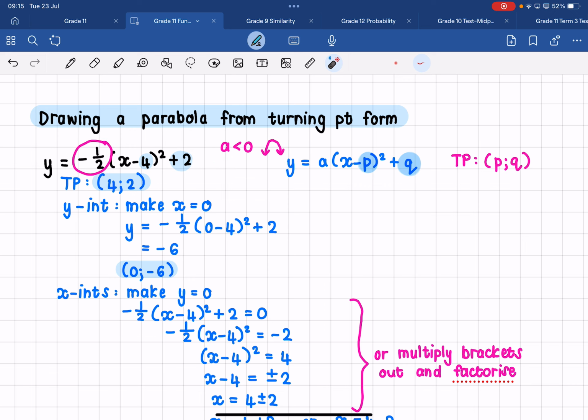Ma'am, can you not just look at the y-intercept because it's negative? Yeah. But you can also have a negative one and then it goes up.